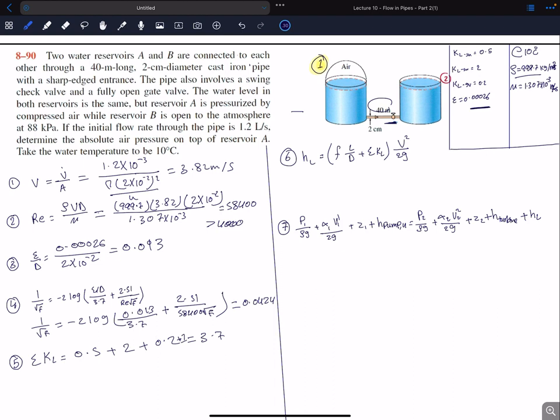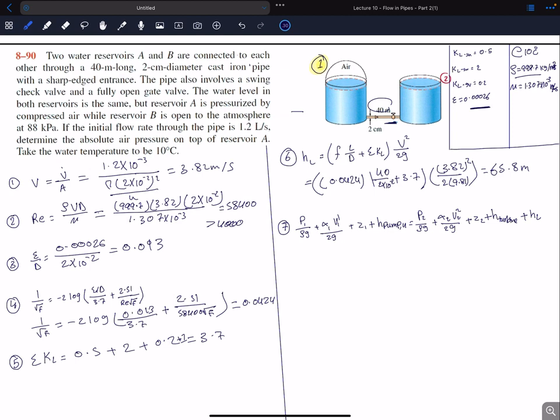Now, once we have all that we need, we can calculate the total head loss, which is equal to 0.0424 times the length, 40 divided by 2 times 10 to the power -2, plus 3.7, the summation of the loss coefficients, times the velocity 3.82 squared divided by 2 times the gravity, which is equal to 65.8 meters.